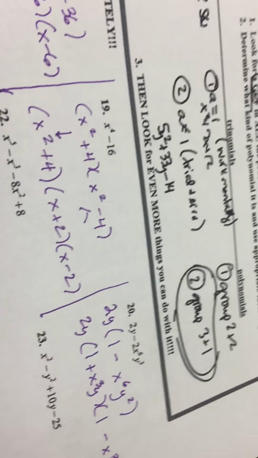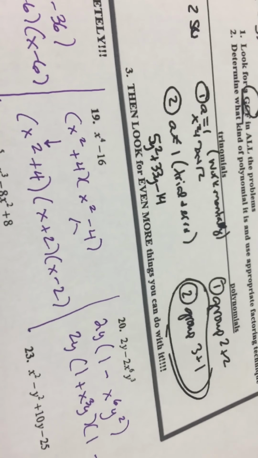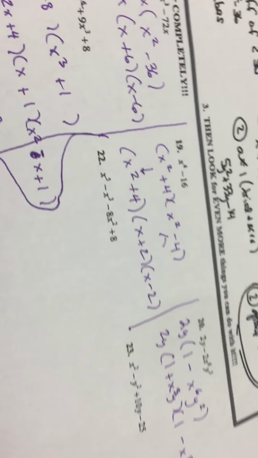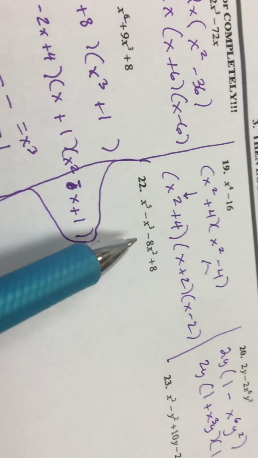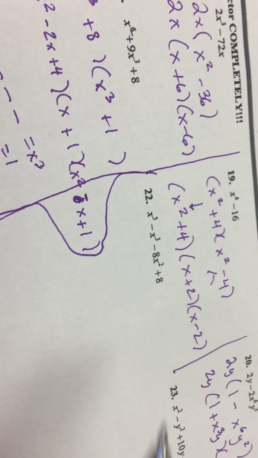But overall, in the grand scheme of things, 2 and 2 works more than 3 and 1. So I always want you to try 2 and 2 first. So I'm going to go down here. I can't pull an x out of everything. I can't pull an 8 out of everything. So I'm going to go straight to trying to group 2 and 2.